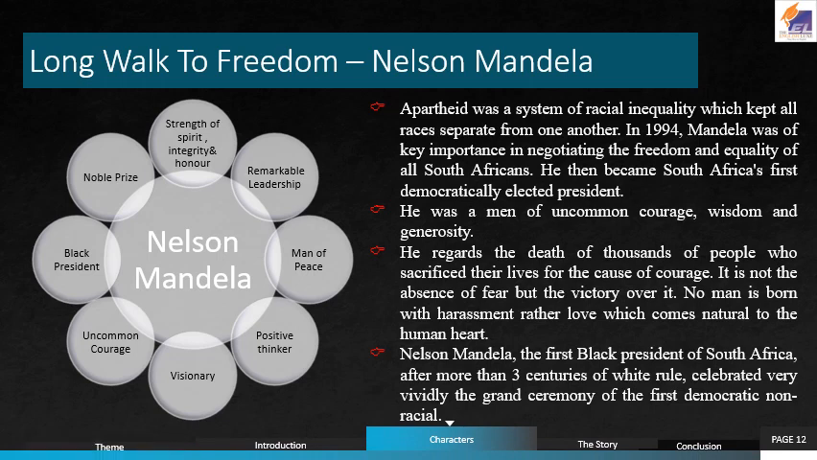Apartheid was a system of racial inequality which kept all races separate from one another. In 1994, Mandela was of key importance in negotiating the freedom and equality of all South Africans. He then became South Africa's first democratically elected president. He was a man of uncommon courage, wisdom, and generosity. He regarded the death of thousands of people who sacrificed their lives for the cause. Courage is not the absence of fear, but the victory over it.